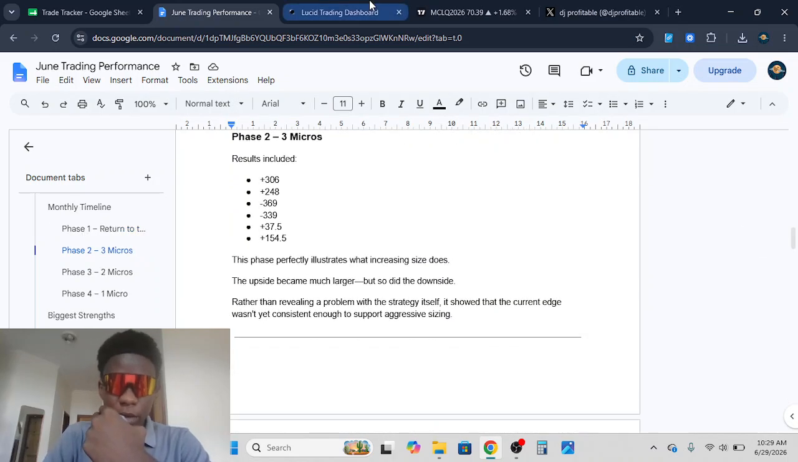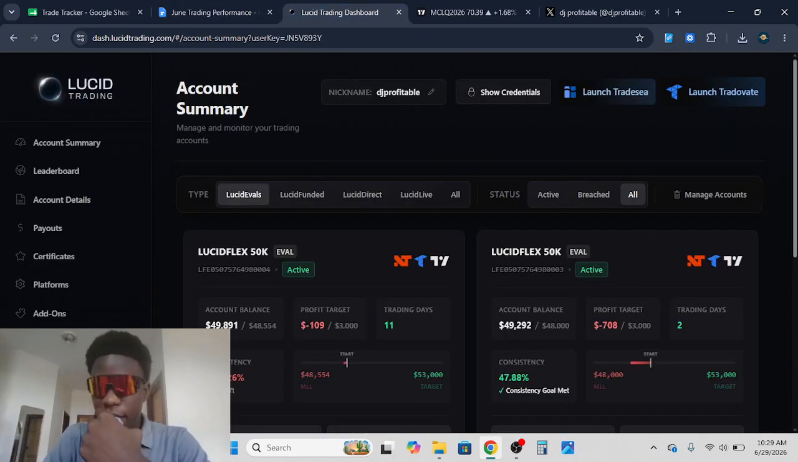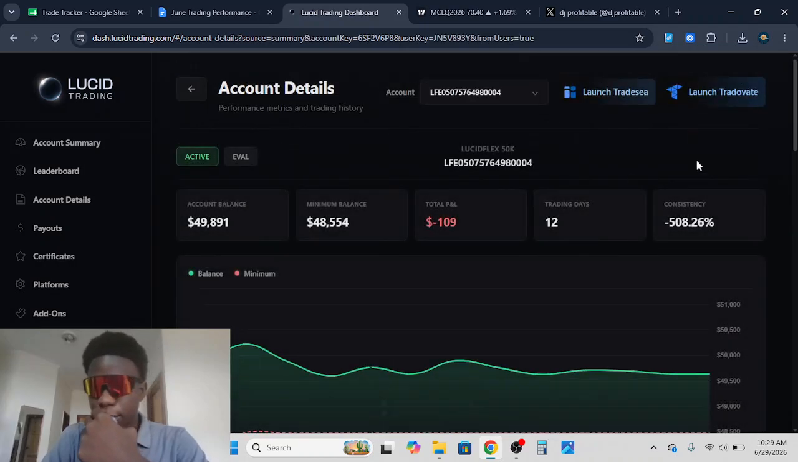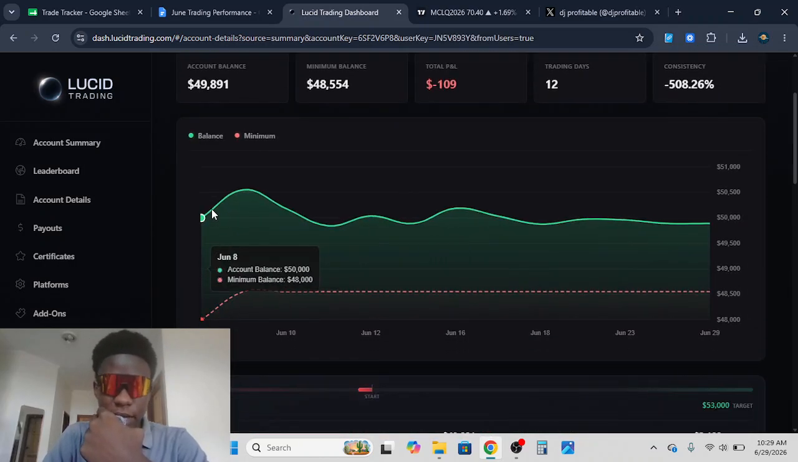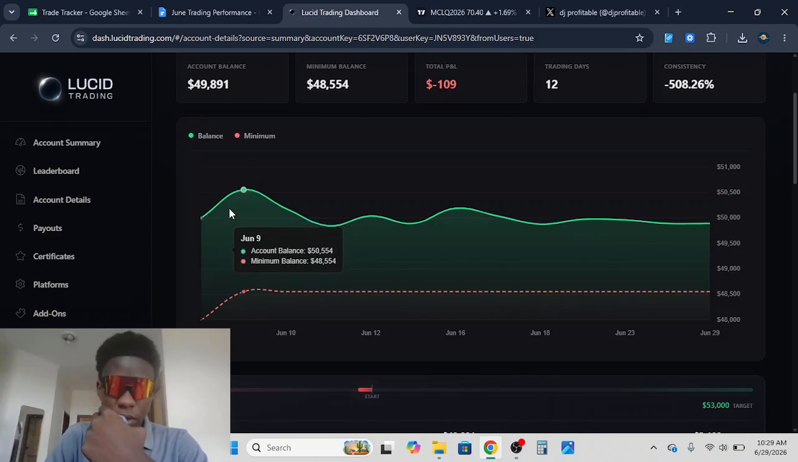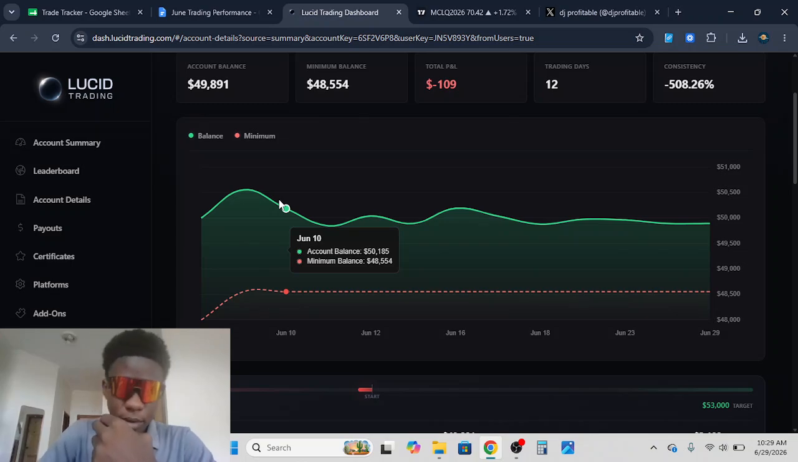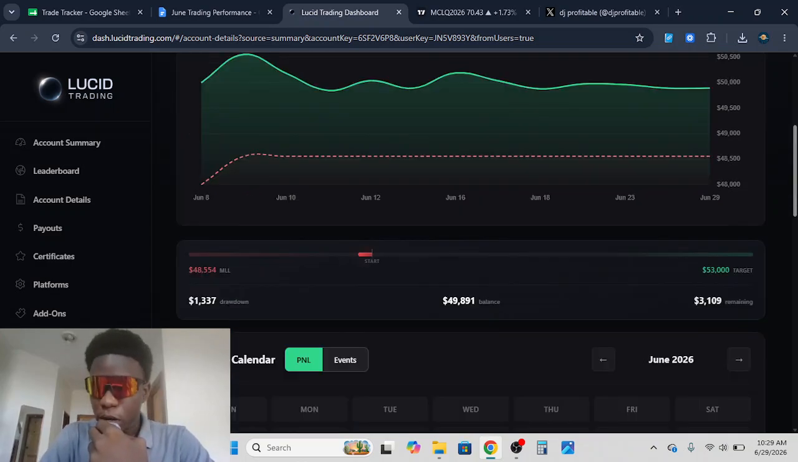I sized up to 3 micros. So let me go over the lore for that quickly. I won a giveaway account, right? On the Lucid Flex stream. It was a 50K flex. And I sized up to 3 micros on the first couple of trades. Took it to a high of 550 bucks in profit in the account, right? Copy traded all 4 accounts that I have, and I lost twice for 300 bucks.